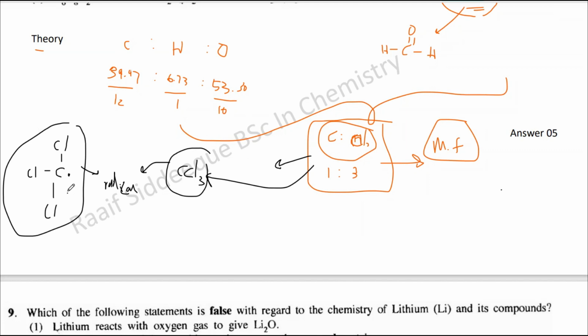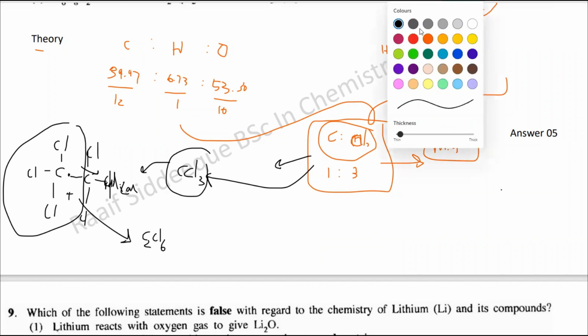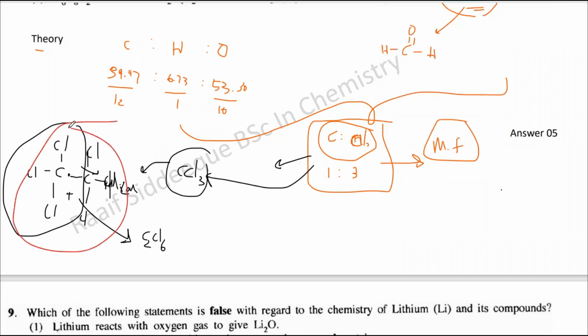So what we'll do here, when there are this type of radical, two of them will combine. So eventually the accepted formula of this compound will be C2Cl6, because there will be another radical that is coming up and forming the bond with this single electron of it, and this will form this type of compound. So this will be C2Cl6.